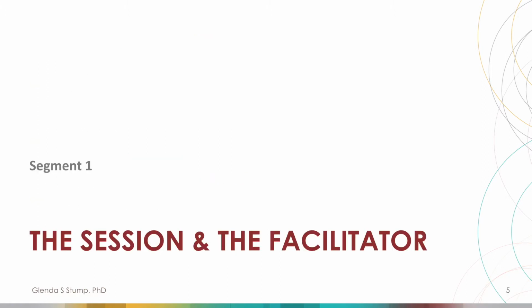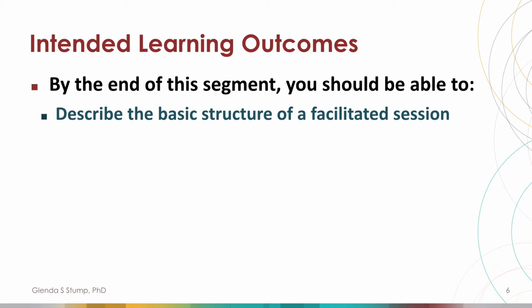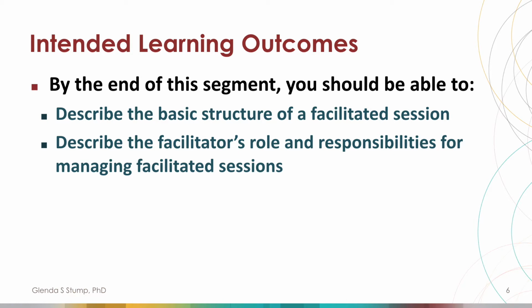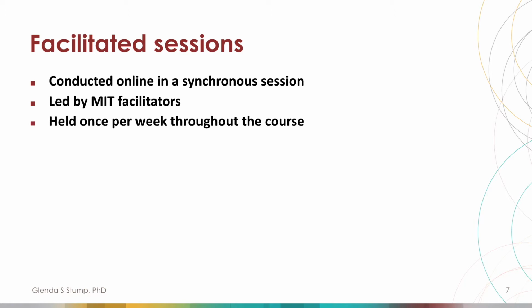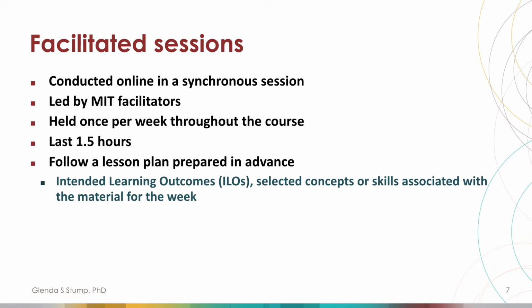So for this first segment, the intended learning outcomes are that you should be able to describe the basic structure of a facilitated session and describe the facilitator's role and responsibilities for managing that session. Our facilitated sessions are conducted online in a synchronous session. They're led by MIT facilitators. They're held once per week throughout the course. They last an hour and a half. And they follow a lesson plan that's prepared in advance. The lesson plan contains intended learning outcomes for the students, and then selected concepts or skills associated with the material for that week.